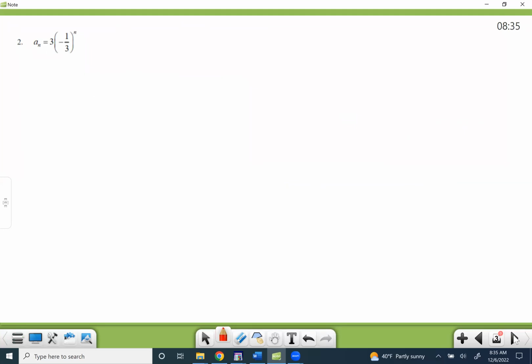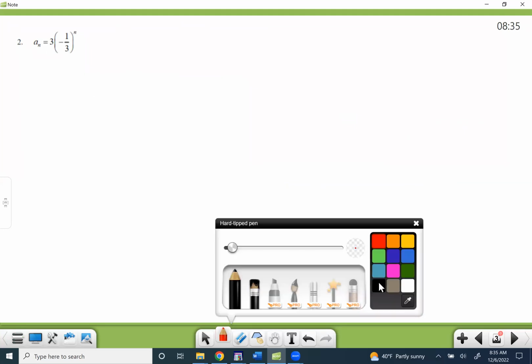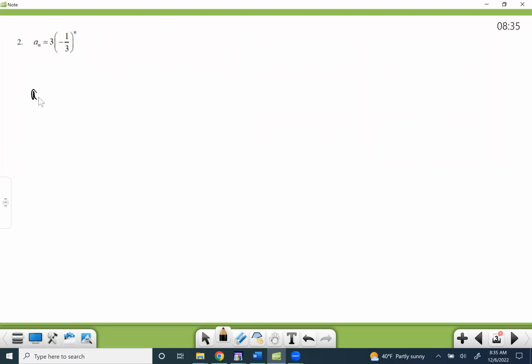Okay, same directions, find the first 4. Okay, so it's basically us doing a bunch of math, right? Computations. You can use your calculator, do it by hand, whatever floats your boat, okay?